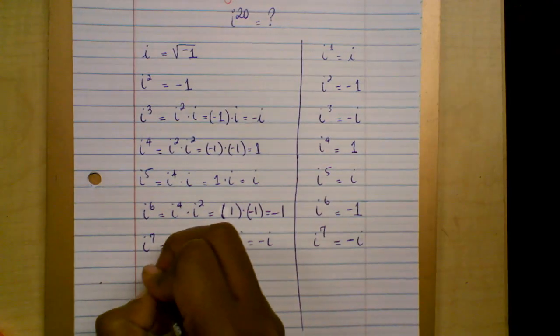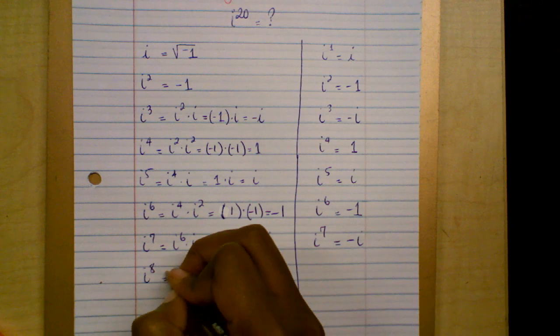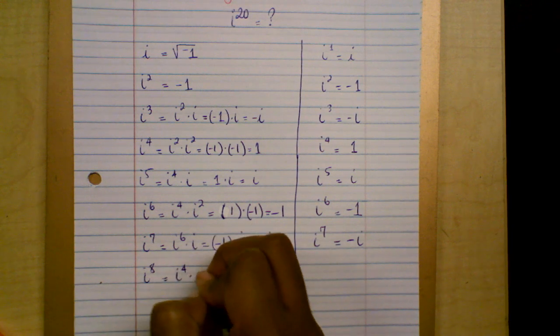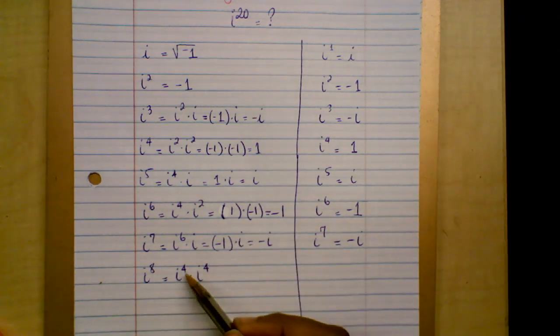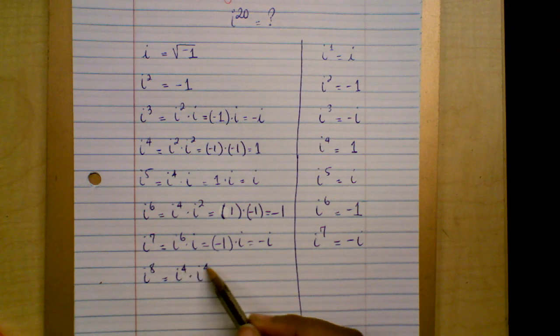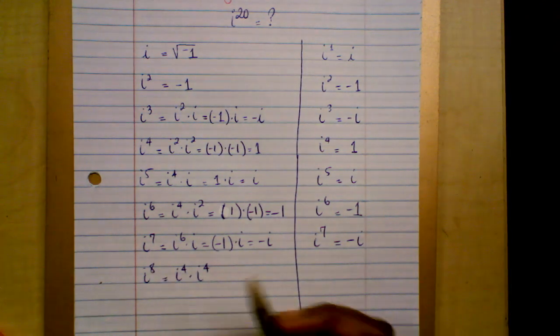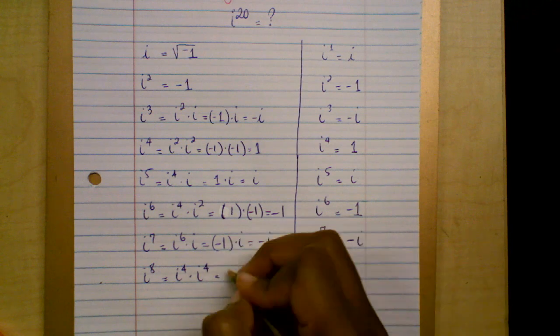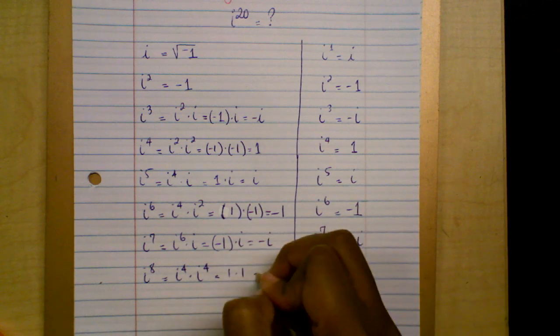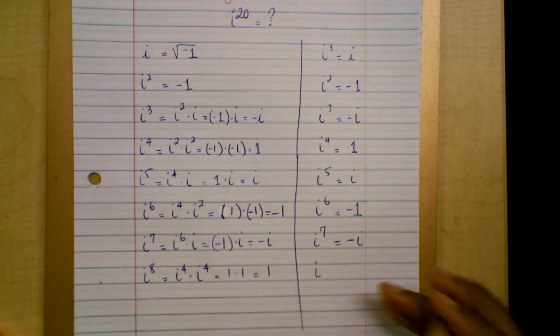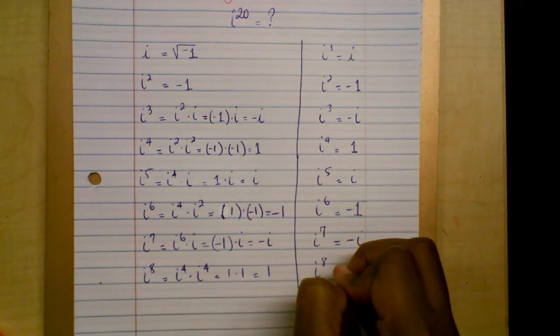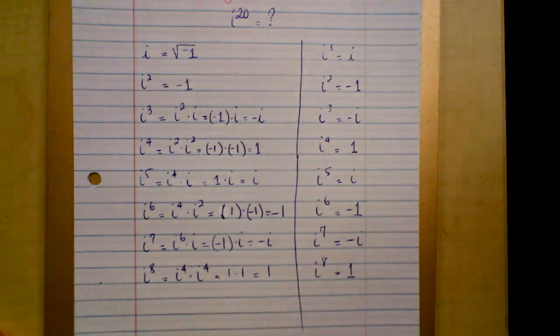And what is i to the 8th power? I can find it by doing i to the 4th power times i to the 4th power. Why? When multiplying powers with the same base, we add the exponents. 4 plus 4 is 8. So we end up with 1 times 1, which is equal to 1. So i to the 8th power is equal to +1. Now, are you able to see the pattern that is going on here?